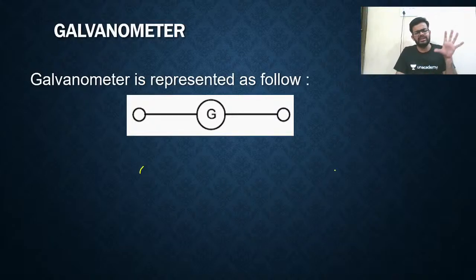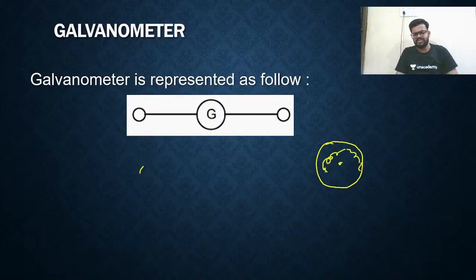Galvanometer is a very simple device. Listen, what happens. There is a device that looks like this. In that a coil is there, which is attached with a magnetic needle.